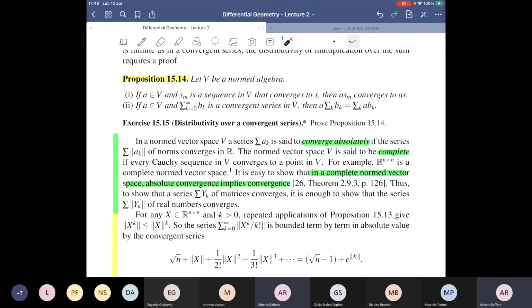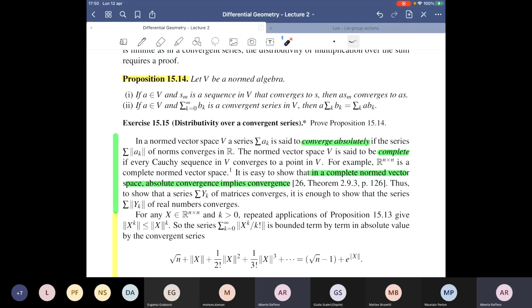the sequence given by multiplying the element A by every element of the sequence converges to the product of A and S. And similarly, if you have a convergent series inside your algebra V, and you take any element in V, then the product of this element by this infinite sum of elements is the same as the infinite sum of the products of the single elements. So it's a kind of distributive property in this case.